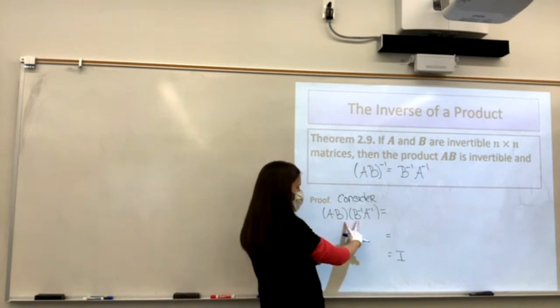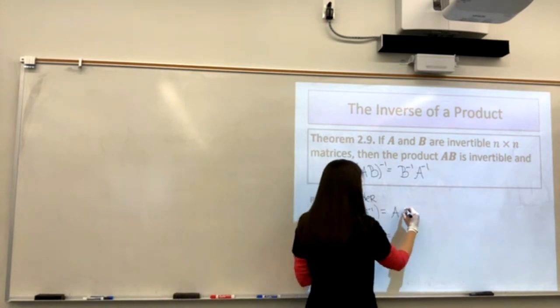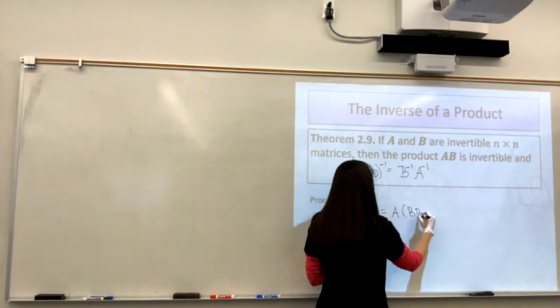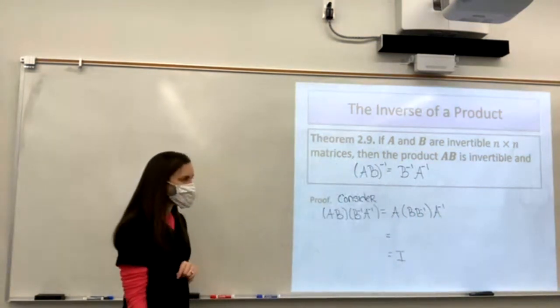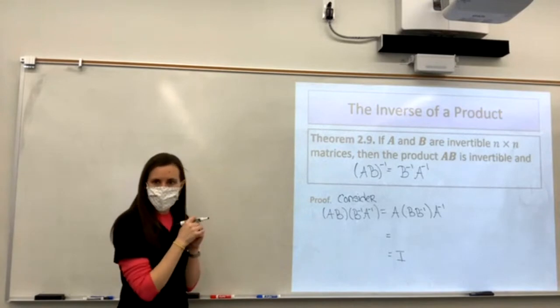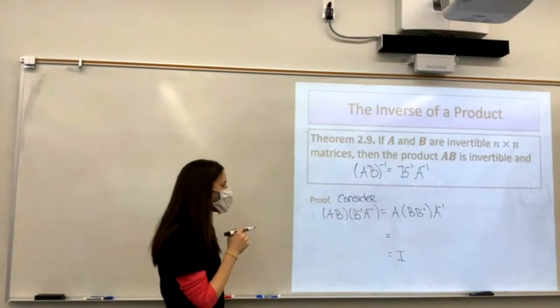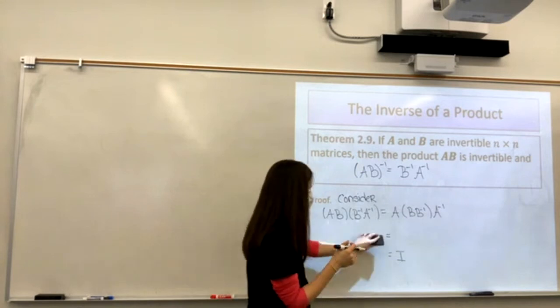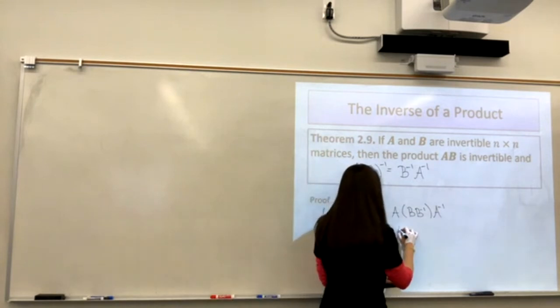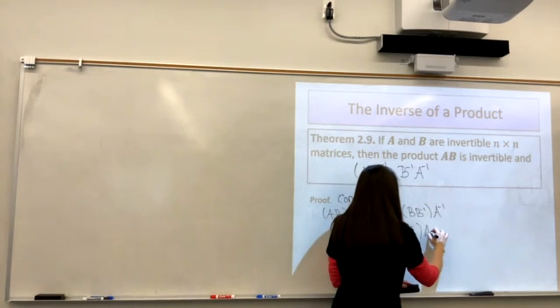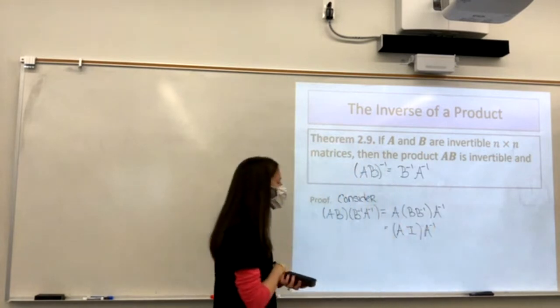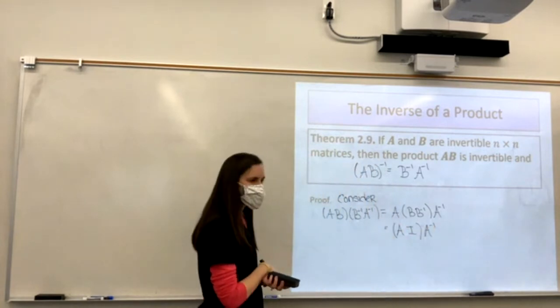So I want to use the fact that matrix multiplication is associative to regroup and multiply B and B inverse together first. Because what is B times B inverse? It's the identity. So this gives me A times the identity. I'll do this one really slow because I did the other one kind of fast. So B times B inverse gives me the identity.